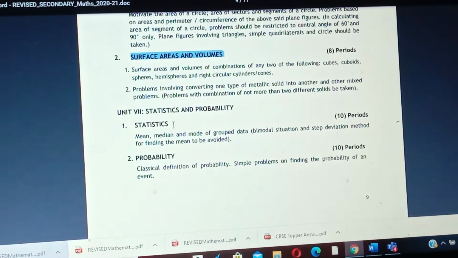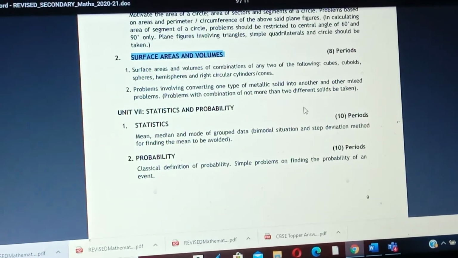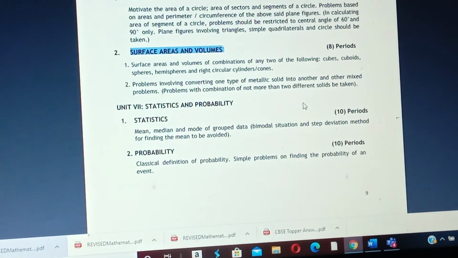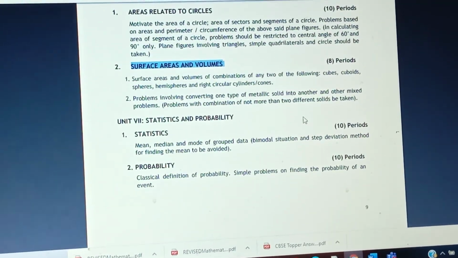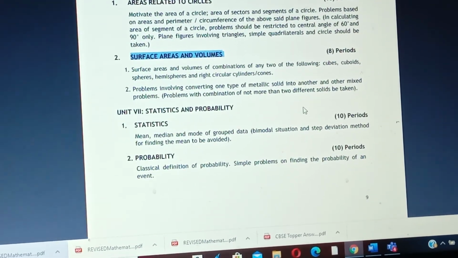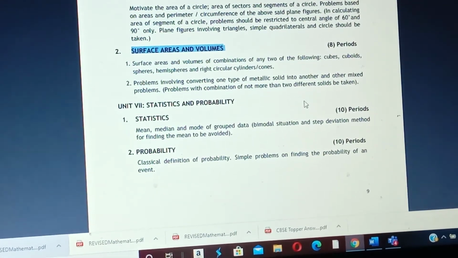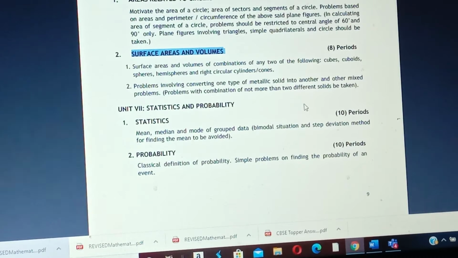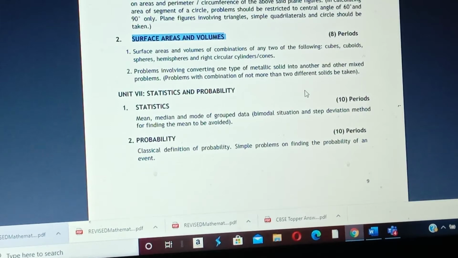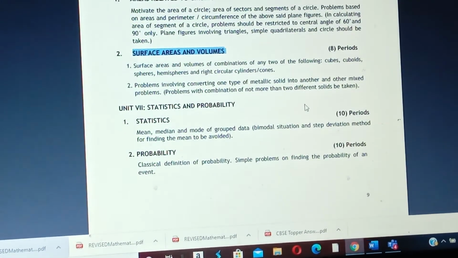Then comes our statistics chapter. Statistics had earlier 18 periods. That was huge. Now you have only 10 periods. So you can see 8 periods have been removed. Why? Statistics you have done in grade 9th also, but in grade 10th we are going to do mean, median, mode for grouped data. In grade 9th we have not dealt with grouped data. So here we will be dealing with grouped data.